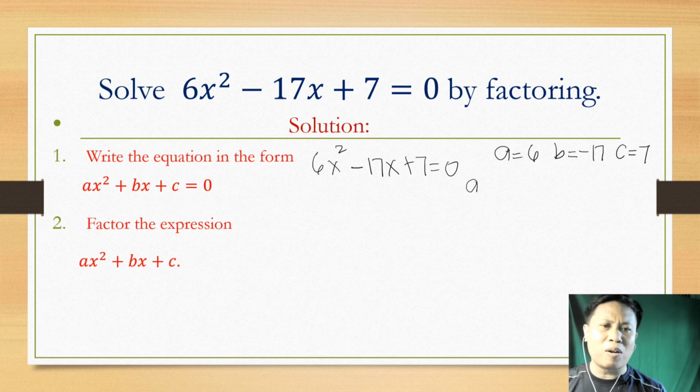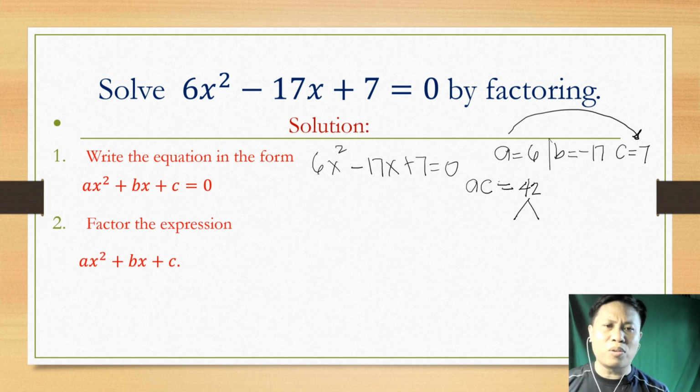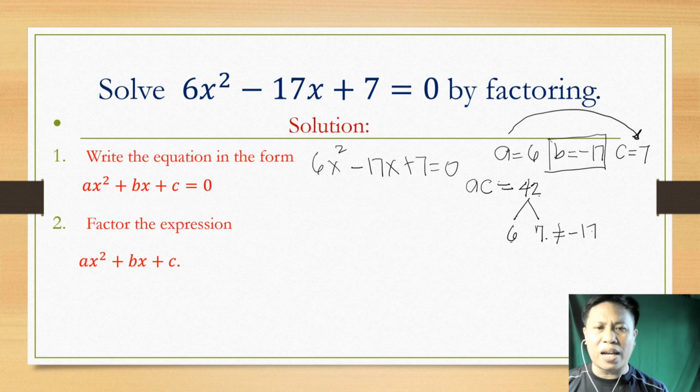Now then we get the product of ac. a is 6 times 7, which is the value of c. You have 42. Then we will get the factors of 42, wherein the sum of those factors, those numbers, is equal to the value of b, which is negative 17. So let's start with 6 times 7. 6 times 7 is 42. But if we add 6 and 7, it is not equal to negative 17. Therefore, 6 and 7 are not the two numbers that we are looking for.